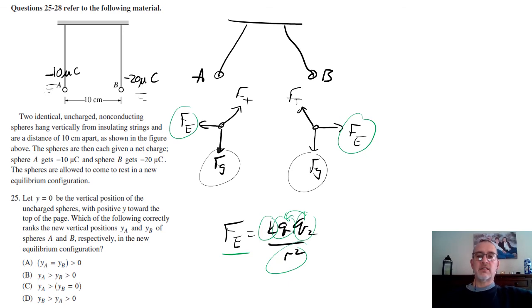That means that since the forces on them are the same, they're both going to be pulled the same amount, and therefore they're both going to reach the same angle, and they're both going to reach the same height. So A and B are going to be at the same height, and they're both going to be higher than they used to be. So the height of A is going to equal the height of B, and they're both going to be greater than 0. So A is our answer to question number 25.